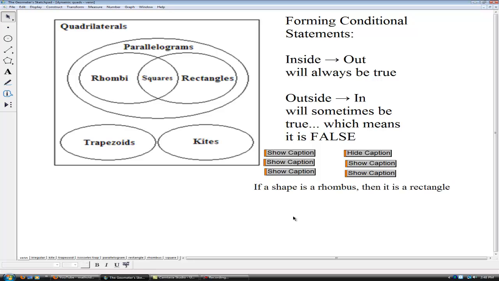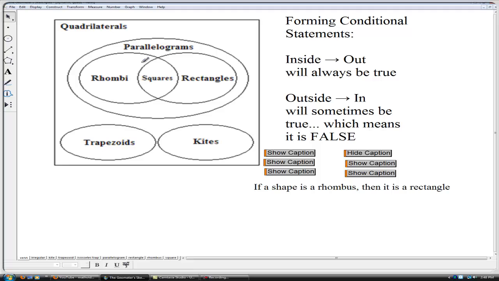And how about this one? If a shape is a rhombus, then it is a rectangle. Well, this is an interesting situation because we do have an overlap, which would be the square is both a rhombus and a rectangle. But because one of these subsets is not completely inside the other, and all we have is an intersection, then the answer to this would be sometimes true. And anything that is sometimes true has a truth value of false.